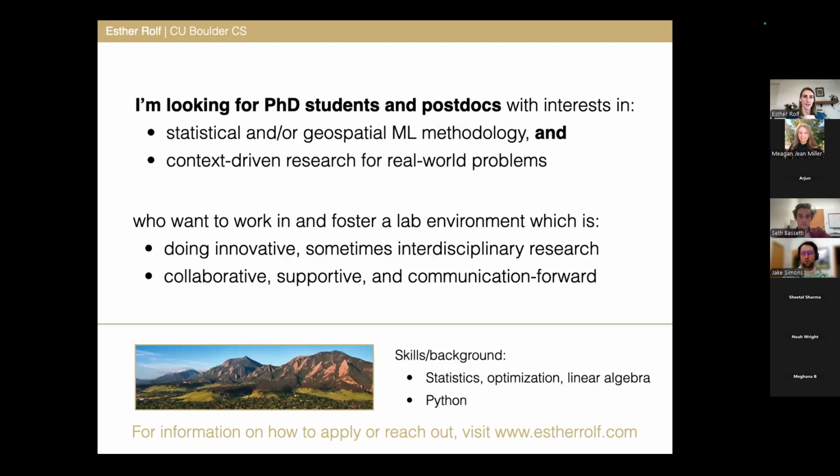And with that, I am recruiting PhD students and postdocs this year with interest in statistical and geospatial methodology and context-driven research for real-world problems. Our lab is focused primarily on doing innovative research. A lot of times that's interdisciplinary, but not every project will be. And we are very committed to an environment which is collaborative, supportive, and driven by communication.